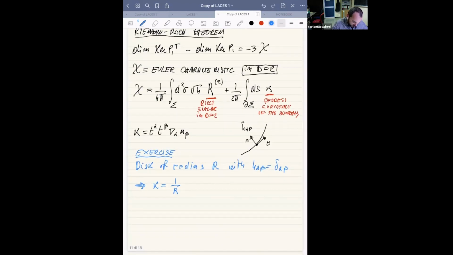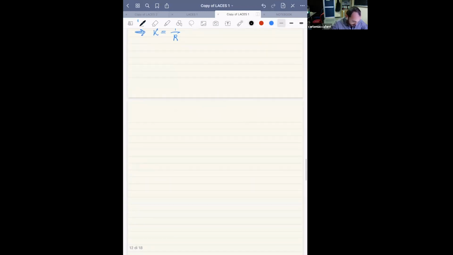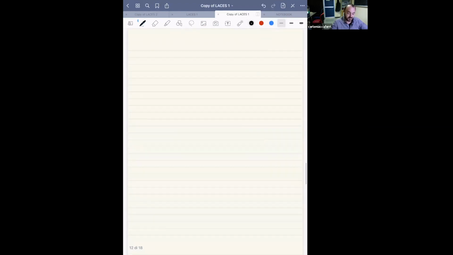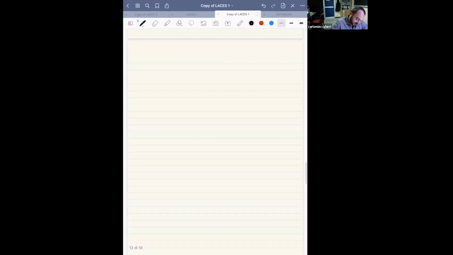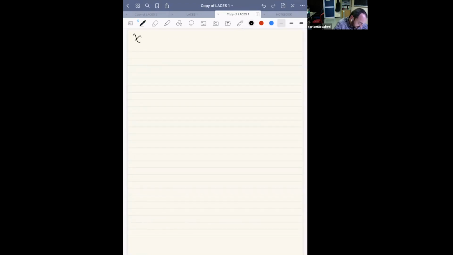Why am I spending some time on this Euler characteristic? First of all, because of the Riemann-Roch theorem, but there is also a reason why this Euler characteristic is very important in string theory. The reason is that chi controls the perturbation expansion of string scattering amplitudes.